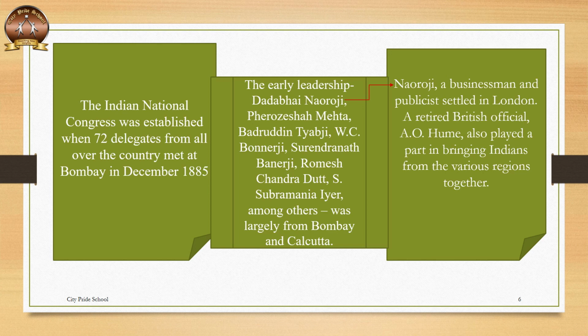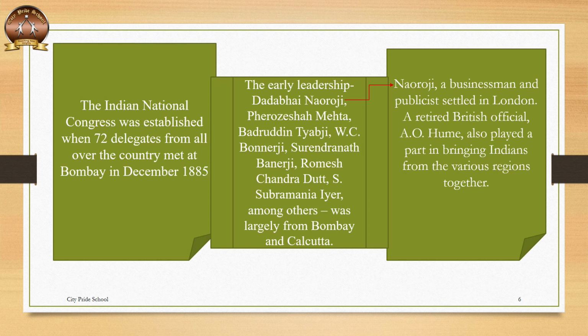Now, in the year 1885, Indian National Congress was established when 72 delegates from all over the country met at Bombay in December 1885. Children, now delegates means a delegate is a person who is chosen or elected by a group to speak or vote for it, especially at a meeting.